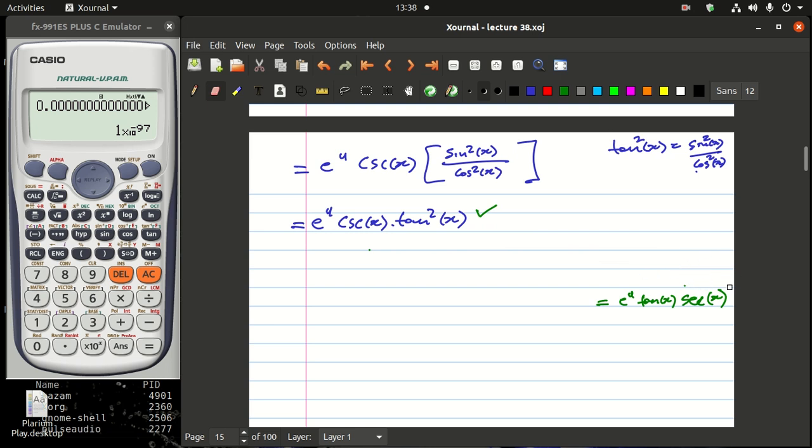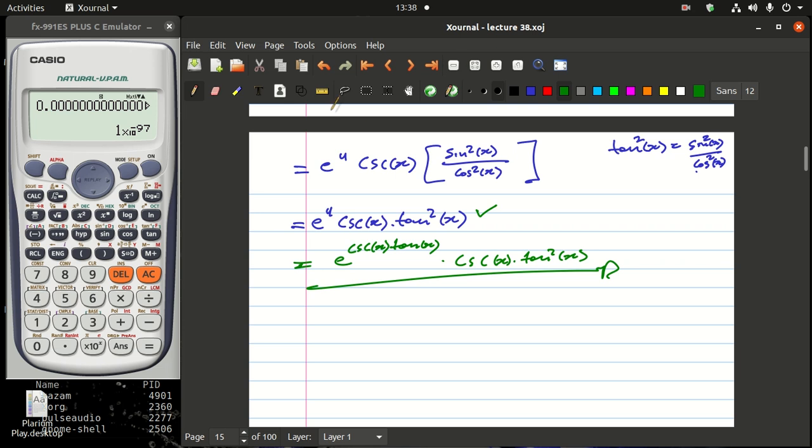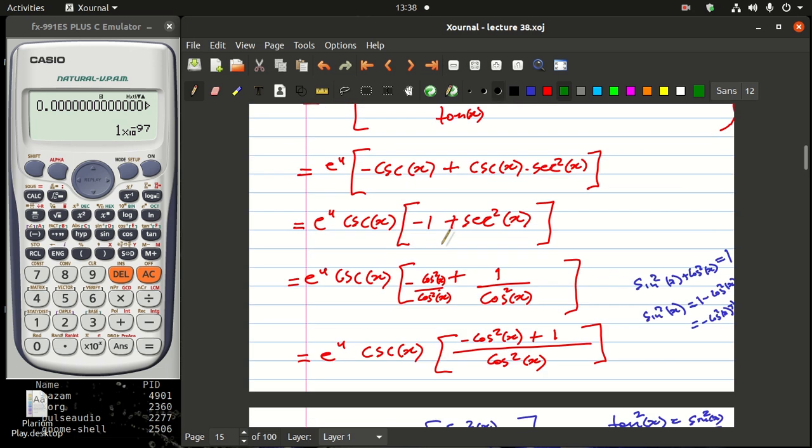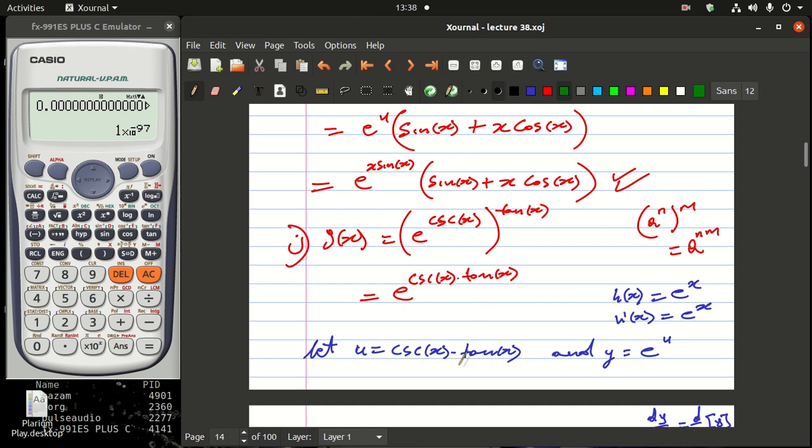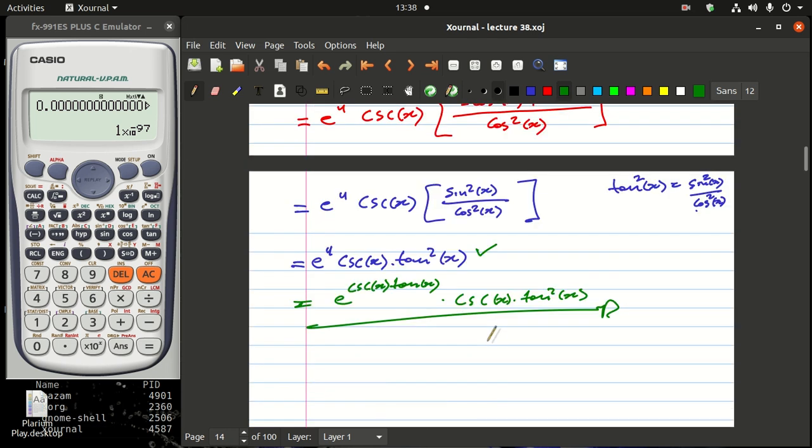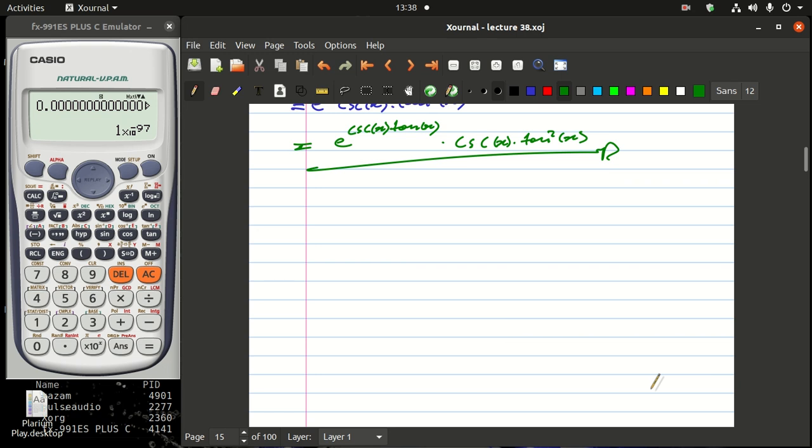All I need now is to replace what was my u. So here my final answer is going to be E, and my u was actually cosecant x times tan of x, and then down here I still have cosec x tan squared x. So that's what we actually ended up with. That was the final answer because my u was that. So that's how we ended up dealing with this nice function here.